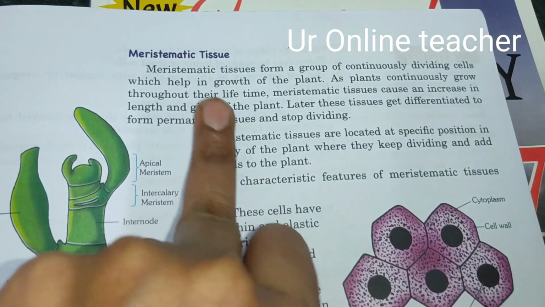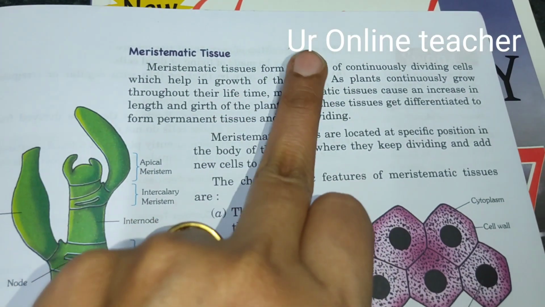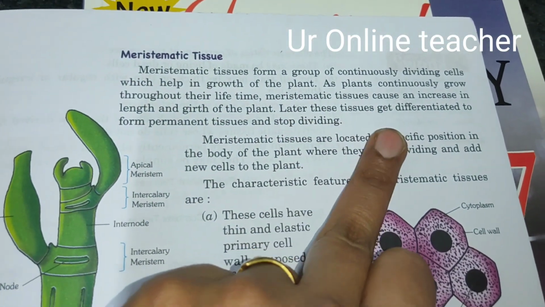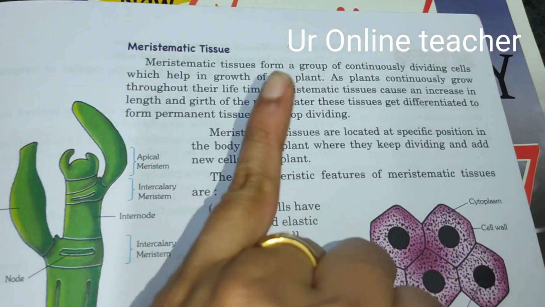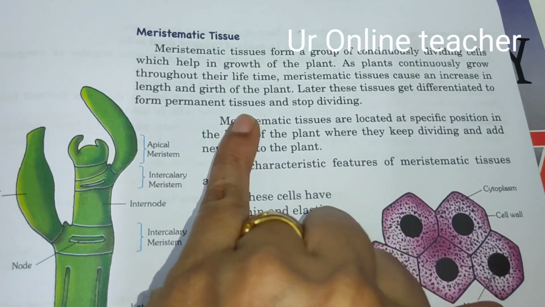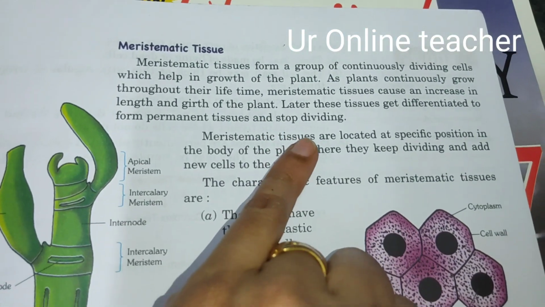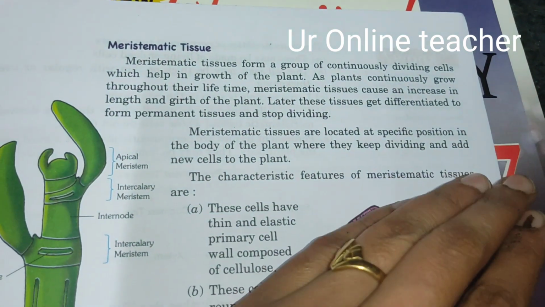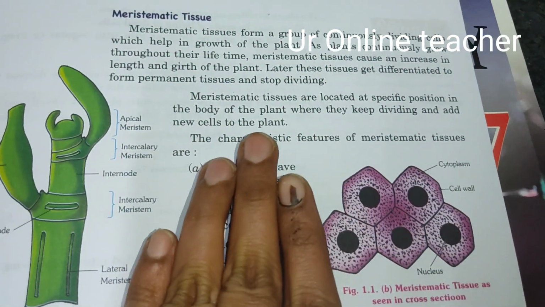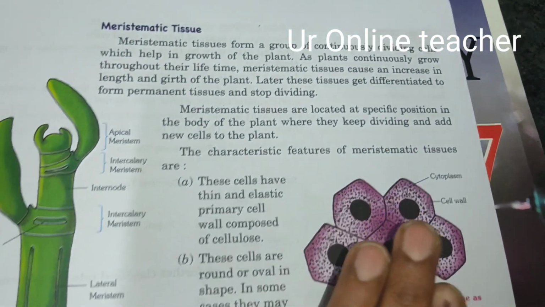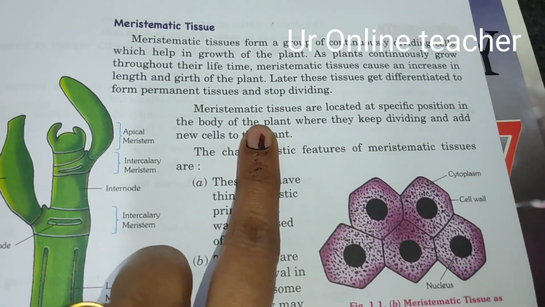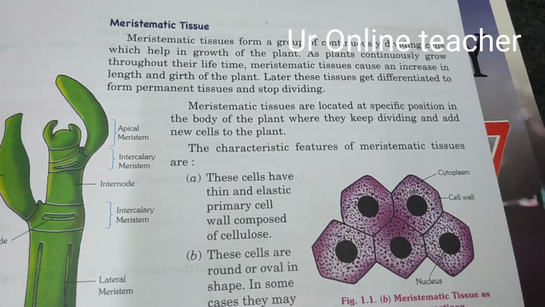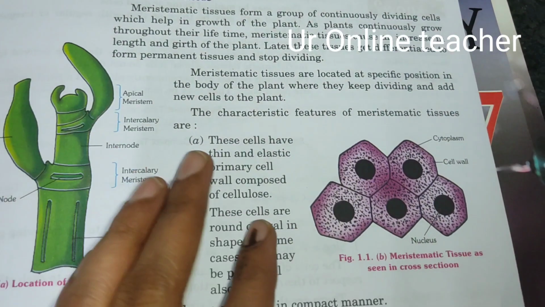With the help of this meristematic tissue continuously growing, plants will grow. After some years it will convert into permanent tissue and it will stop dividing. Meristematic tissue will grow at the tips. So meristematic tissues are located at specific positions of the body of the plant where they keep on dividing and adding new cells. So what are the features?